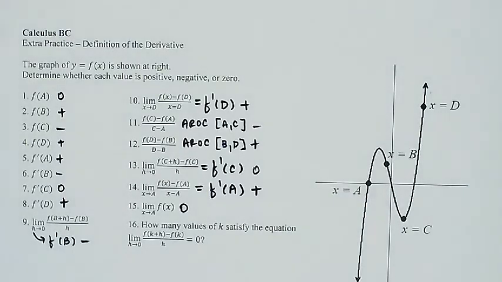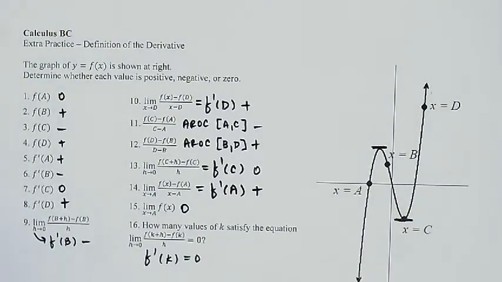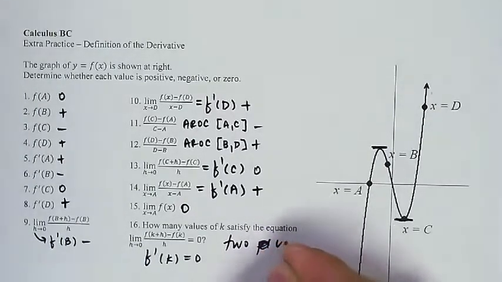Okay, and then the last question, and this is not something where I'm going to determine whether it's positive, negative, or 0, but how many values of k satisfy the equation limit as h approaches 0 of f of k plus h minus f of k divided by h equals 0? Well, you just have to say that this is code for f prime with k plugged in equals 0. It's saying how many places is the slope of f equal to 0? How many x values? This is where we put x values. So I've got 2 places, here and here. That's where the slope is equal to 0. So there are 2 values.